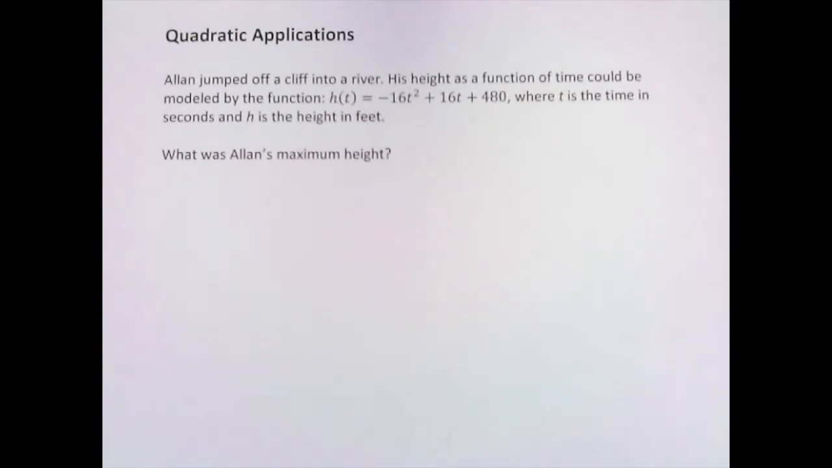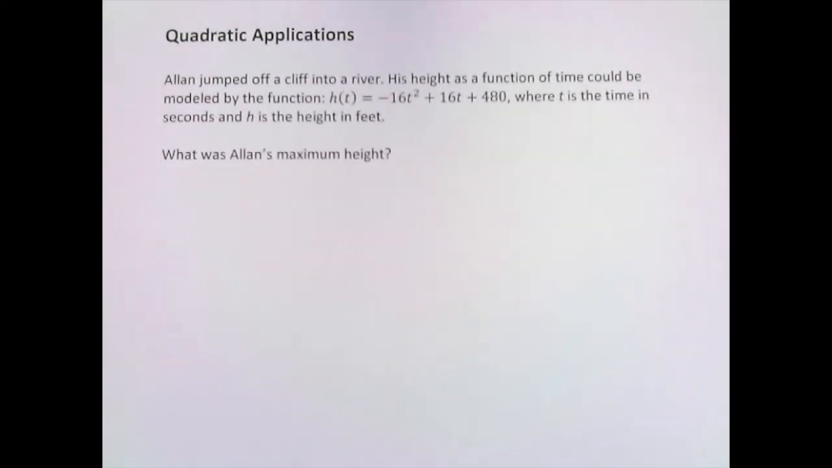So in our example, we have Alan jumped off a cliff into a river. His height as a function of time could be modeled by the function h of t equals negative 16t squared plus 16t plus 480, where t is the time in seconds and h is the height in feet. What was Alan's maximum height?